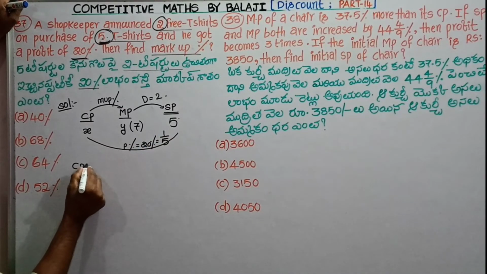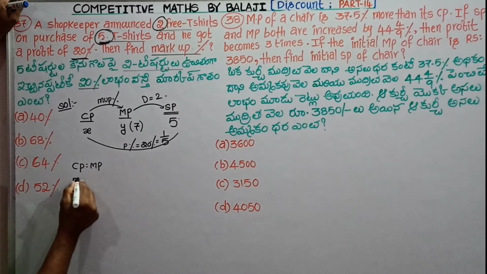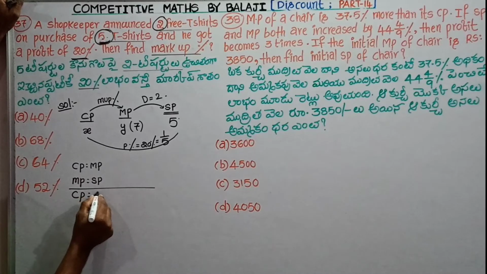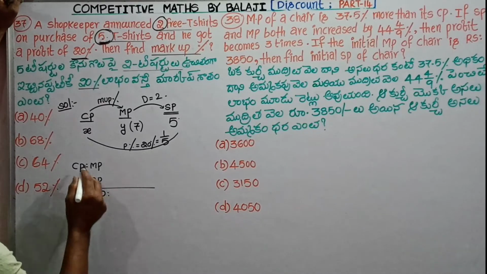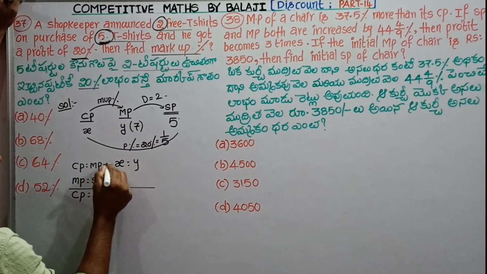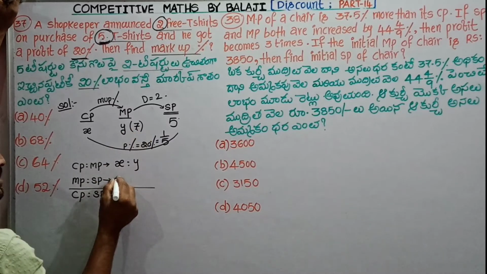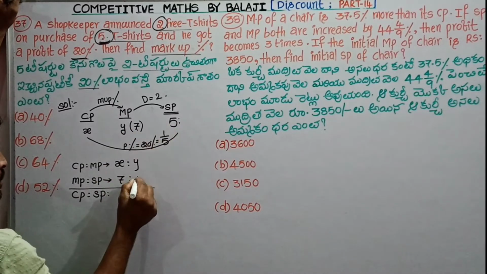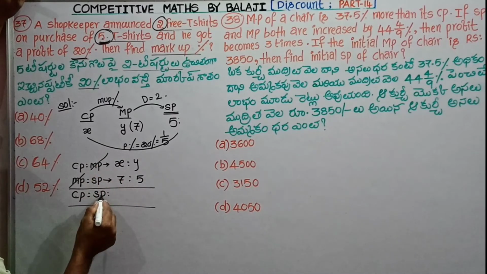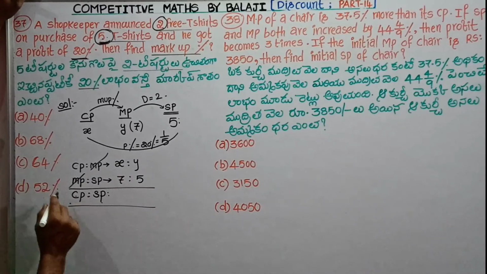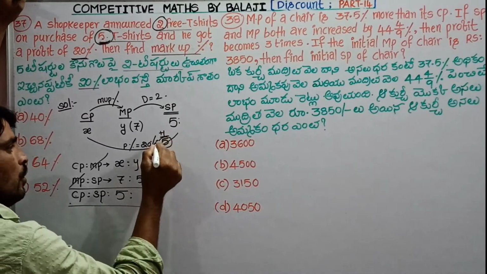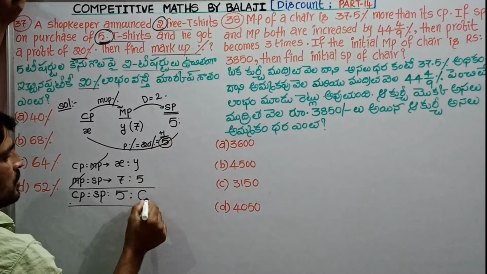Now consider the cost price to market price ratio and the market price to selling price ratio. The net effect is the profit ratio, that is, cost price to selling price. If the cost price is X units, then the market price is Y units. And if the market price is 7 units, then the selling price is 5 units. The net effective ratio of these two ratios is cost price to selling price, that is, the difference between selling price and cost price is the profit. If the cost price is 5 units, then the selling price is 1 unit more than 5, that is 6 units.